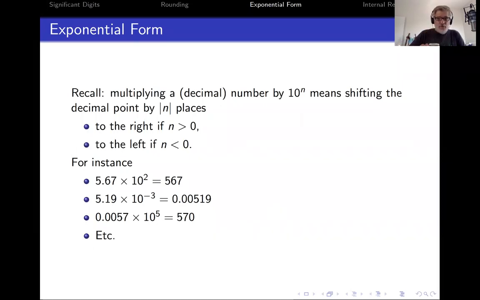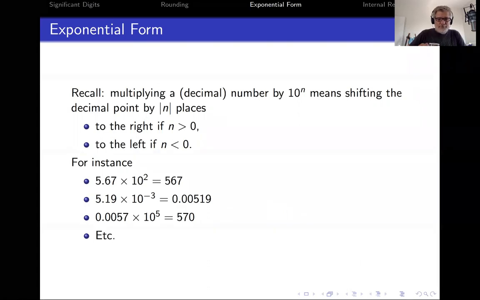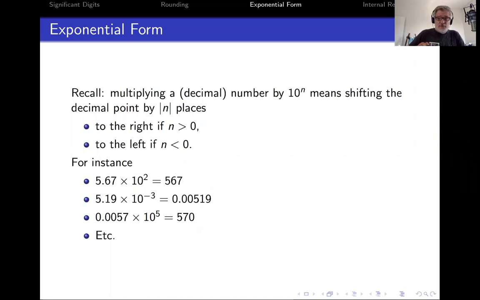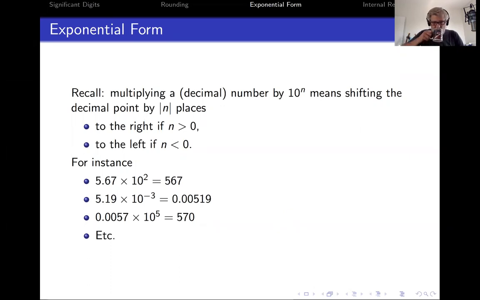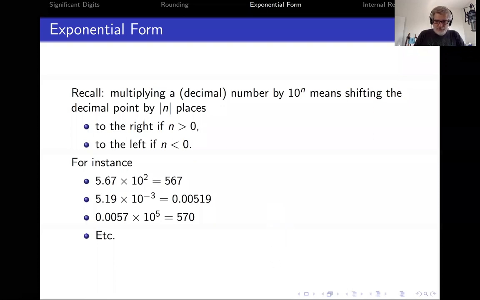Today I'm going to recall or define exponential form, which is used in the computer to store real numbers. And we're going to start looking at how internal storage works for numbers. So exponential form: if you are familiar with scientific notation, the normalized version that we're going to look at is the same.